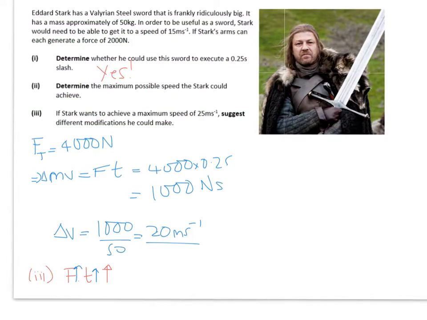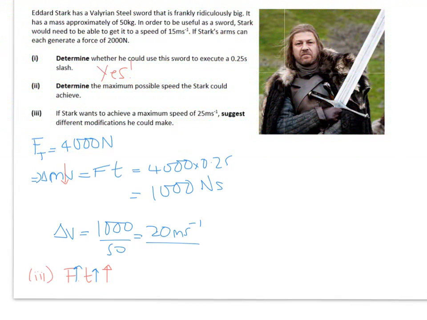The other option might be, if you actually change sword, you could decrease the mass of your sword, so then you wouldn't need to get to as high a momentum to have this speed. That might be your third option there, but without changing the sword, you need to be able to increase the force or increase the time. That's the answer to that one.